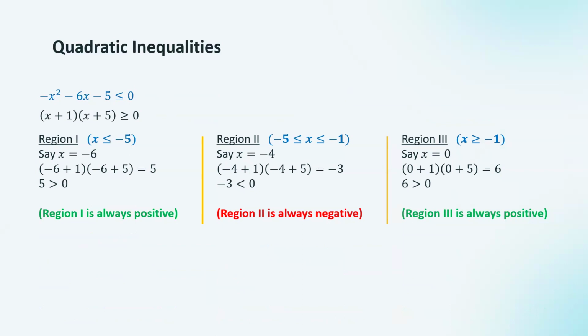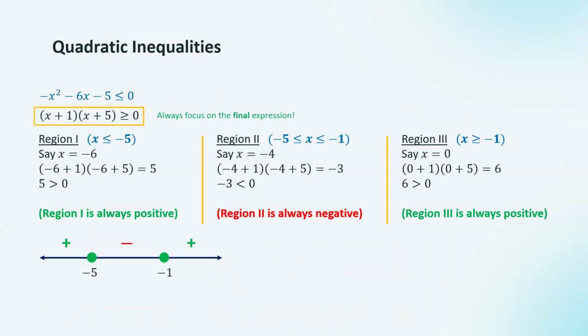After testing out the regions, we can update the number line. Region 1 is going to be positive, region 2 negative, and region 3 positive. Now the next question is, which sign should we use? The one on the top or the one on the bottom? Remember that we need to focus on the sign of the final expression. It's only the final expression, not the initial expression. Okay?